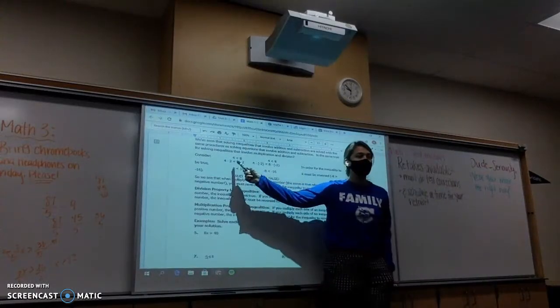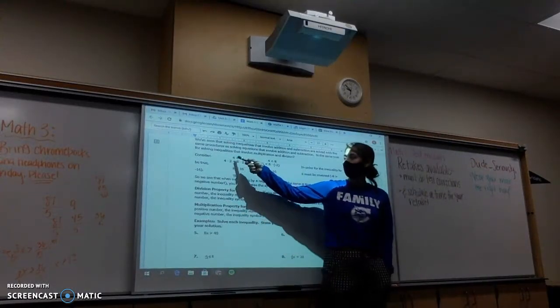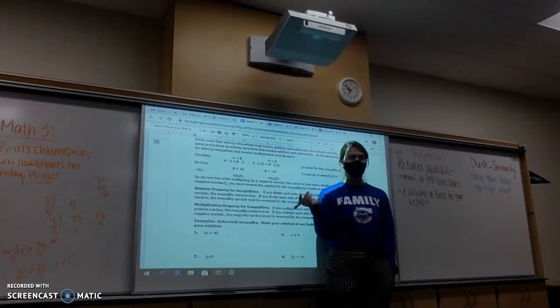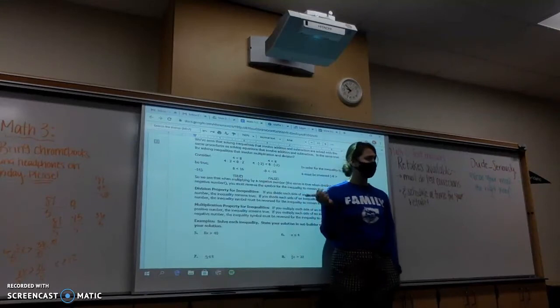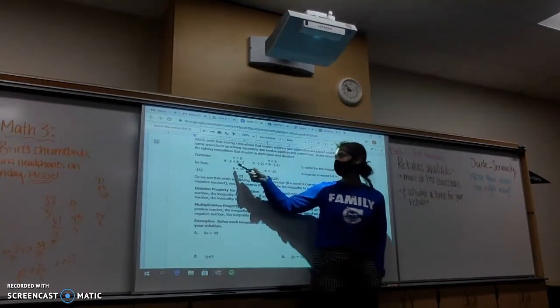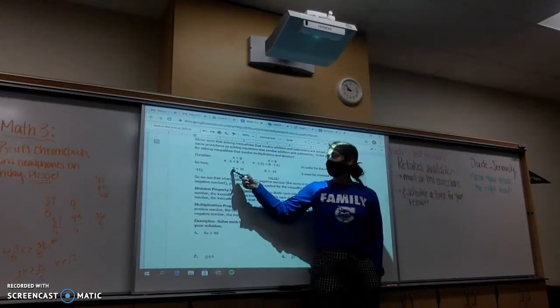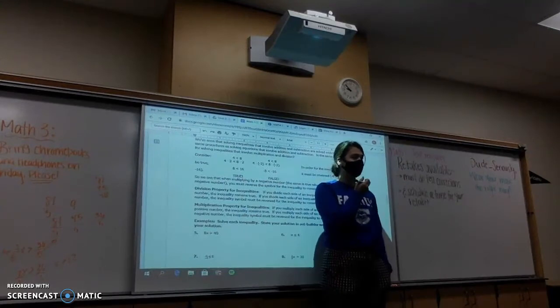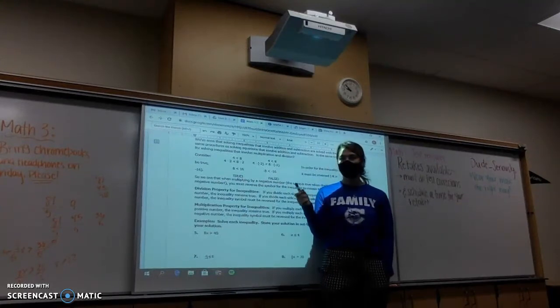Think about this sentence right here. Is 4 less than 8? Yes. 4 is less than 8. If we multiply both sides by 2, so I did 4 times 2 and then 8 times 2, that gives me 8 is less than 16. Is 8 less than 16? Yeah, so that's true.